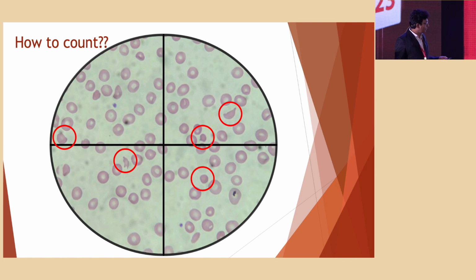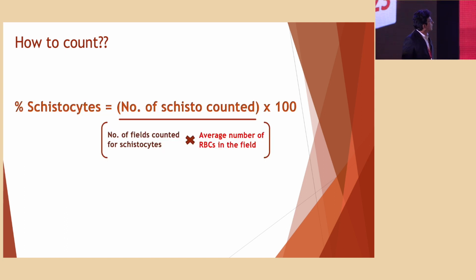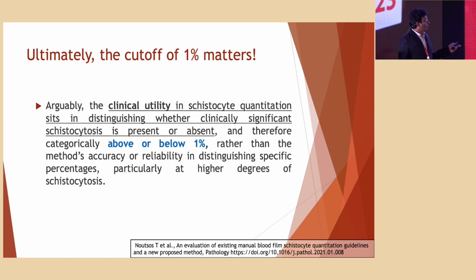So suppose this is a field, then we can have an imaginary plane and start counting the number of red blood cells. After counting the red blood cells, we can start counting schistocytes like this and then go on for another 50 fields. So then we can reach 10,000. We can put that in this formula and we can get the percentage of schistocytes.